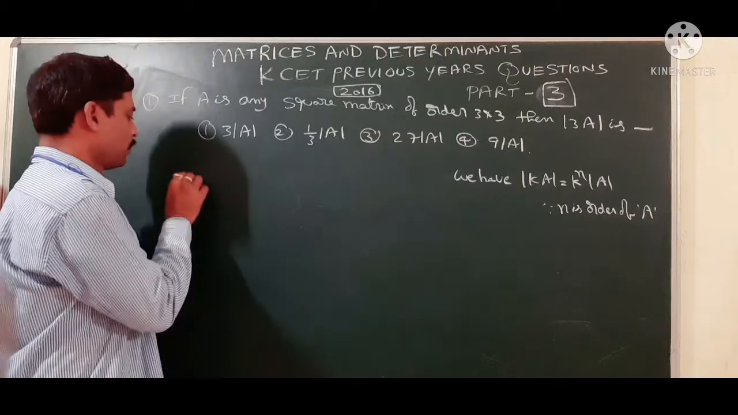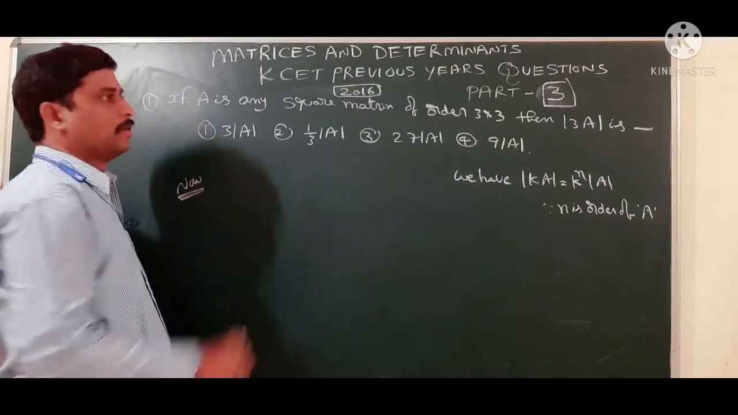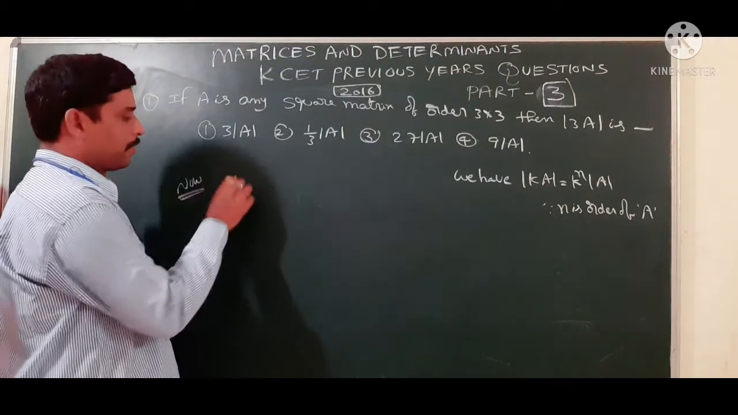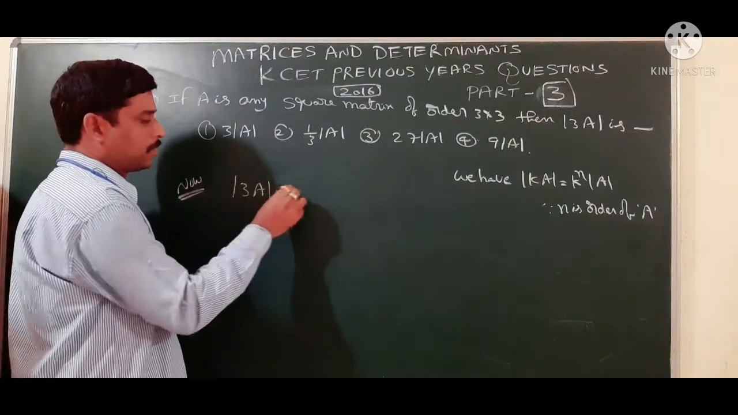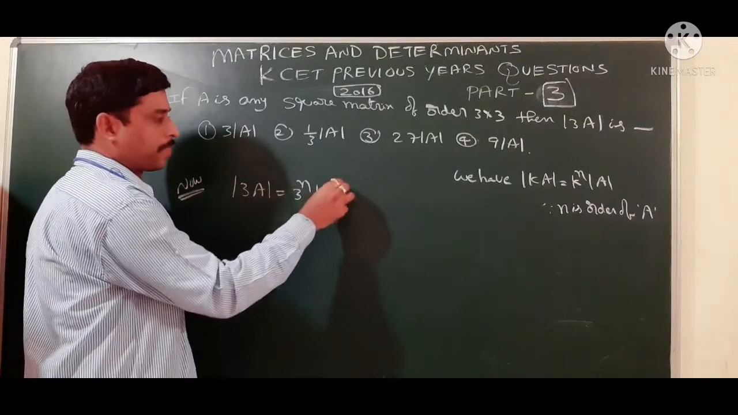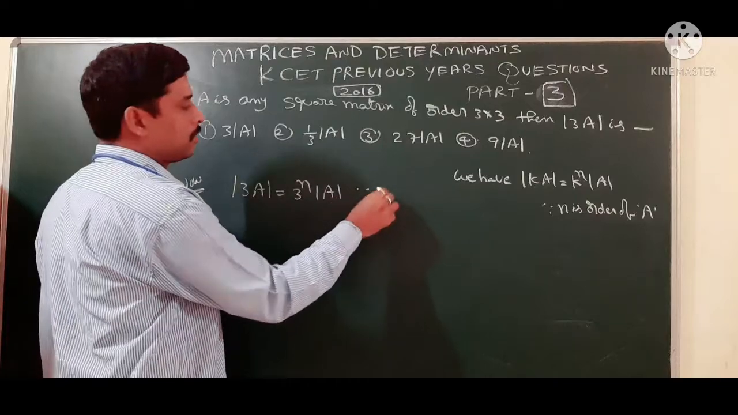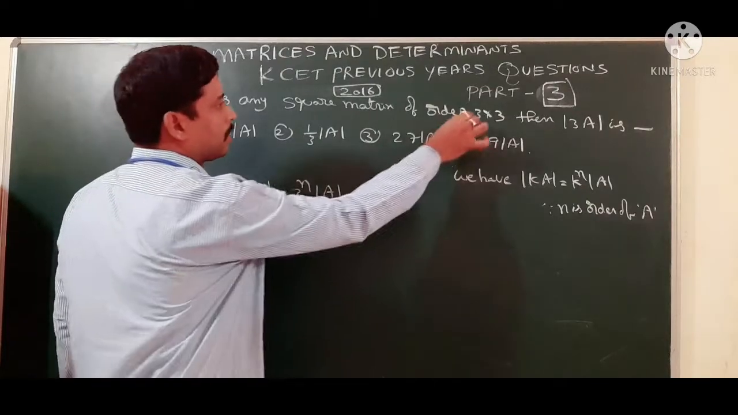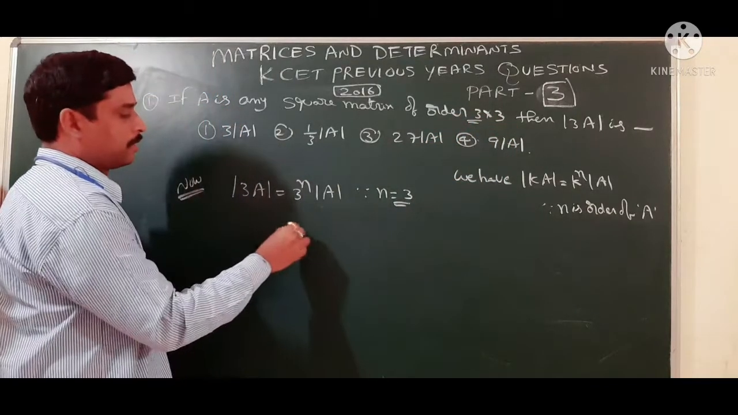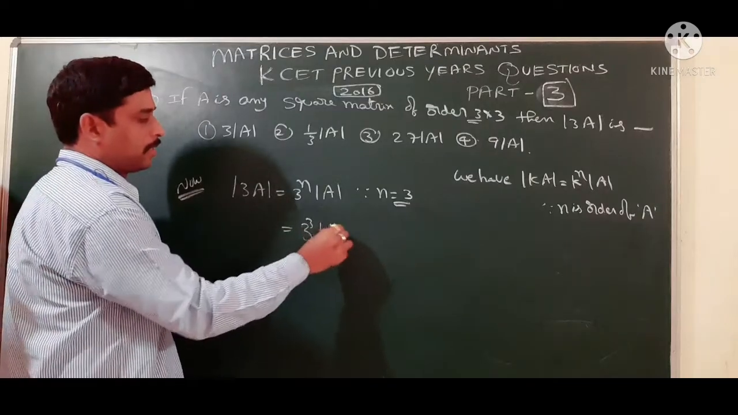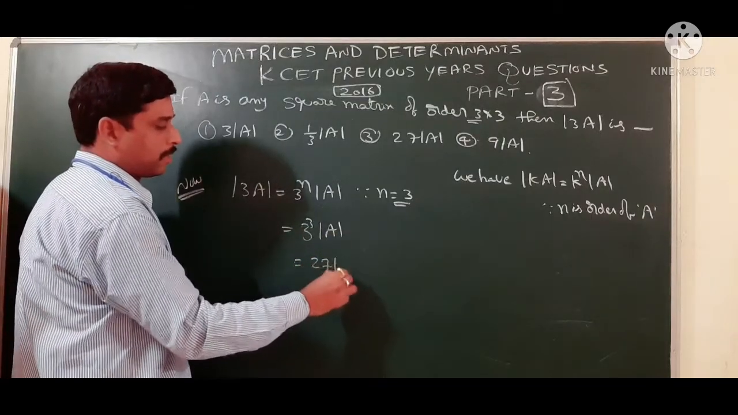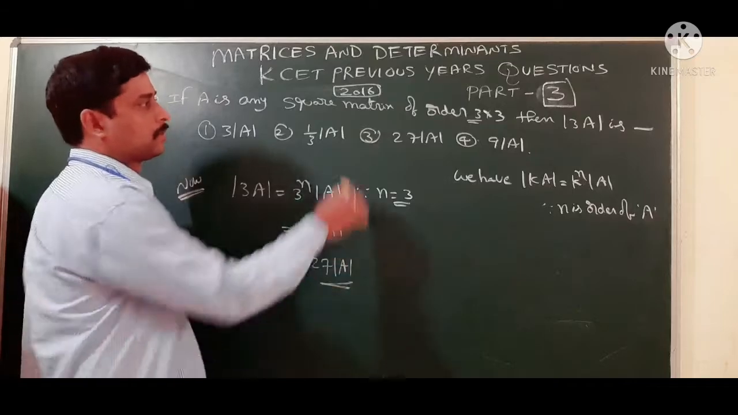Now, what is required? Det of 3A. Det of 3A is equal to 3 to the power n into det A, where n is equal to the order of the matrix, n is equal to 3 given. Therefore, 3 power 3 into det of A, this is nothing but 27 into det of A. So, third option is correct.